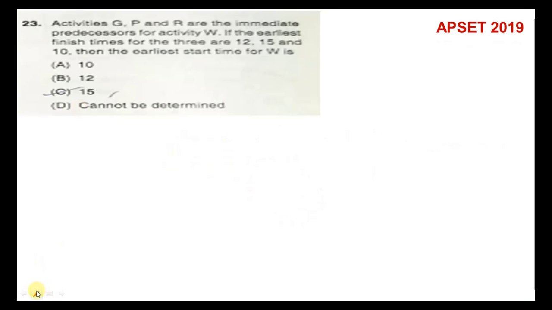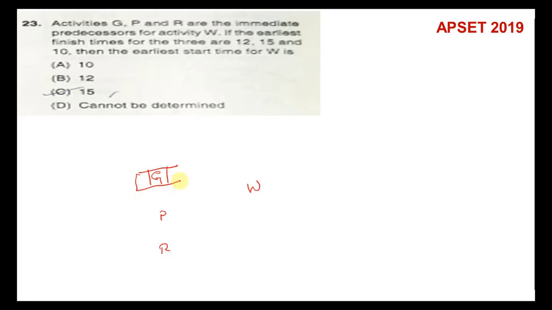And see the next question, question number 23. Activities G, P and R are the immediate predecessors for activity W. If the earliest finish times for the 3 are 12, 15 and 10, then the earliest start time for W is? Here we have to find the earliest start time for activity W. It is given that W has 3 predecessors. It means that activity W can start only after the completion of G, P and R activities.